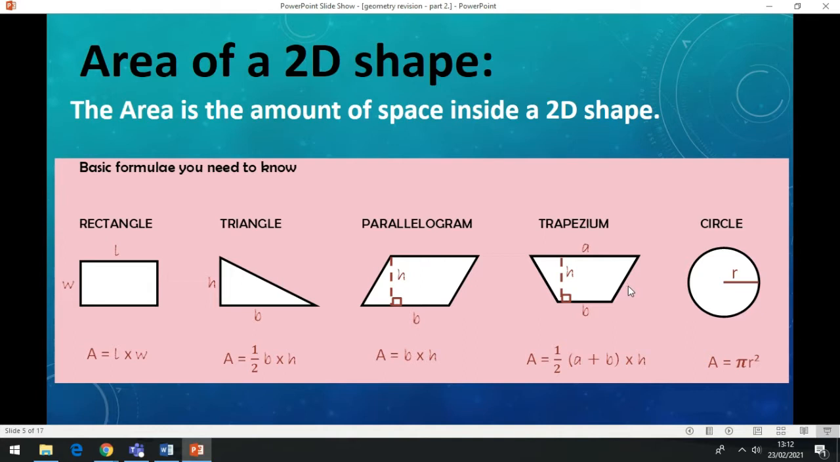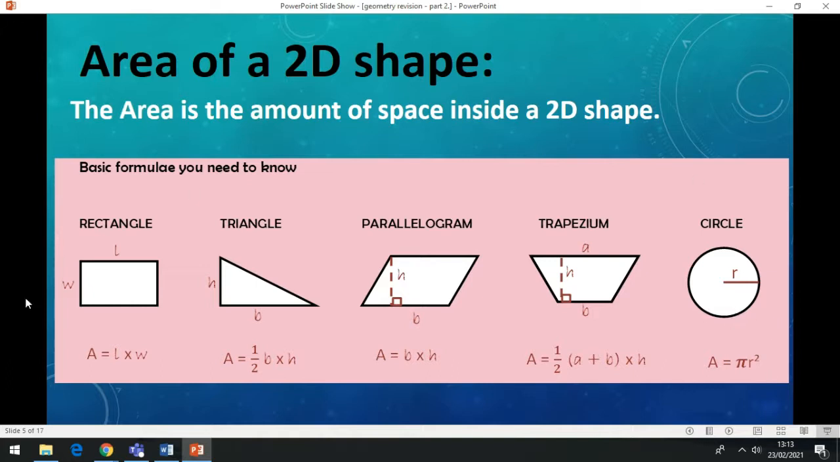Trapezium, we need to know the lengths of the parallel sides for this one, so we add together the lengths of the parallel sides, divide it by 2, and then multiply by the perpendicular height. Another way of writing that is half times the two lengths of the parallel sides, A and B, and multiply that by the perpendicular height. And finally, the area of a circle is pi r squared.